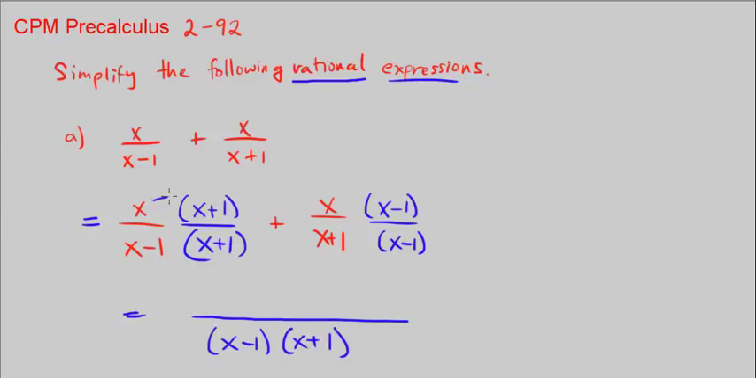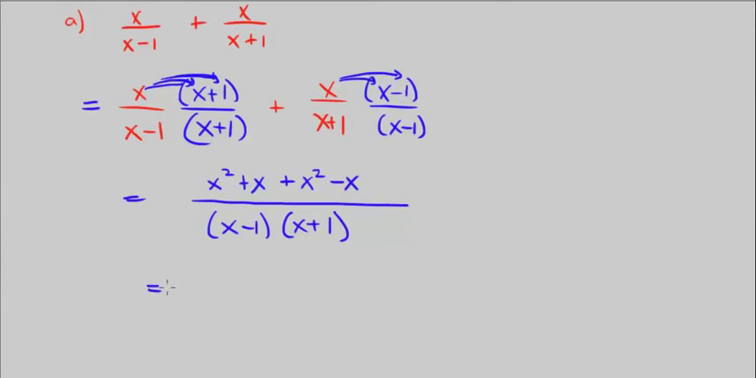In the numerator, let's distribute this, right? So I have x squared plus x. I'm just distributing the x here. And here I have plus x squared minus x. I'm distributing this x across here as well. So let's combine like terms in the numerator. That's 2x squared. X and negative x cancel out, right? And in the denominator, I have x minus 1 times x plus 1.